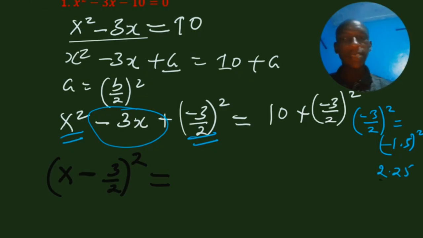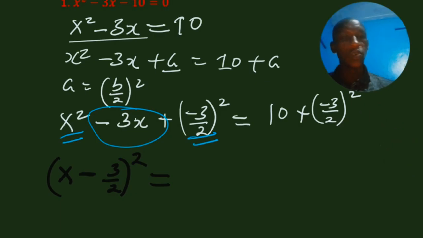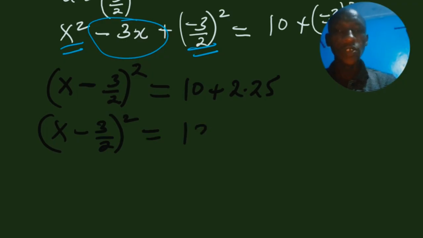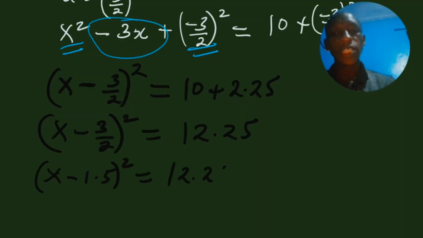So on the right side we work it out, and what we get is 10 plus 2.25. I hope you are together up to that level. So this means x minus 3 over 2 squared is equal to 12.25. This means x minus 1.5 squared is equal to 12.25.